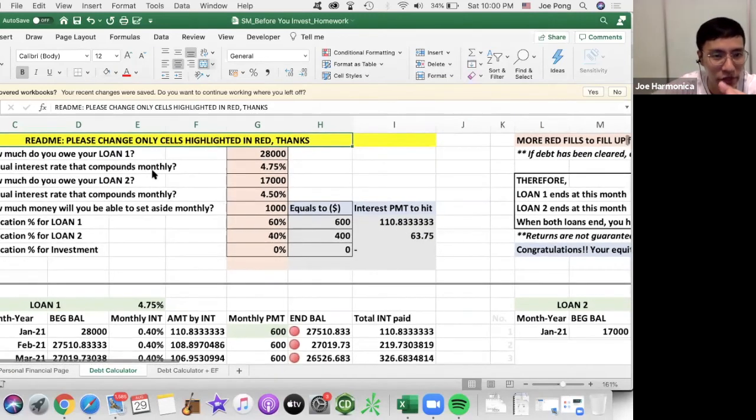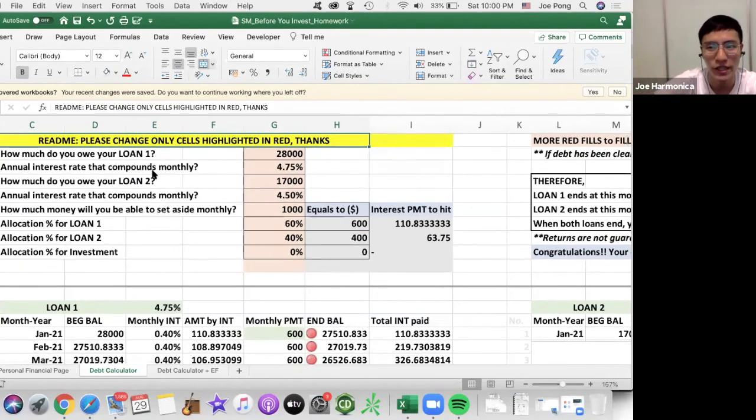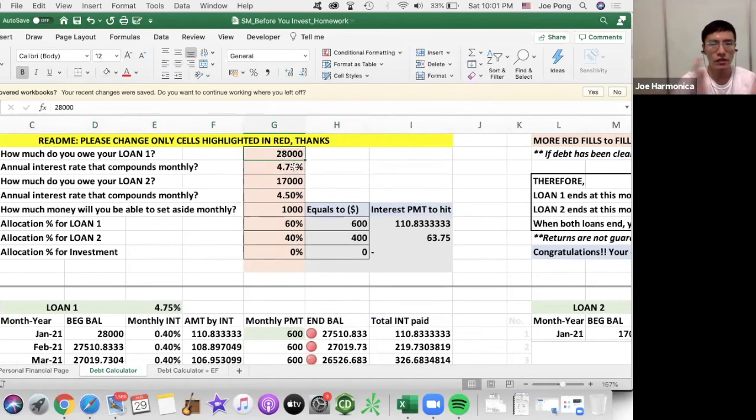First, change only fields that are highlighted in red, please, because I have done some formula setting. You can play with this from time to time, but make sure you save a copy, so if you screw up this spreadsheet, you can always start again. So please just change the fields in red. Thanks.